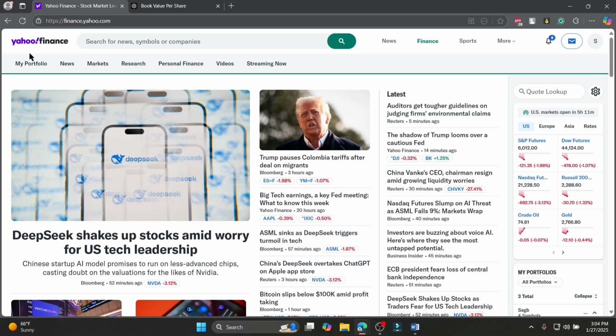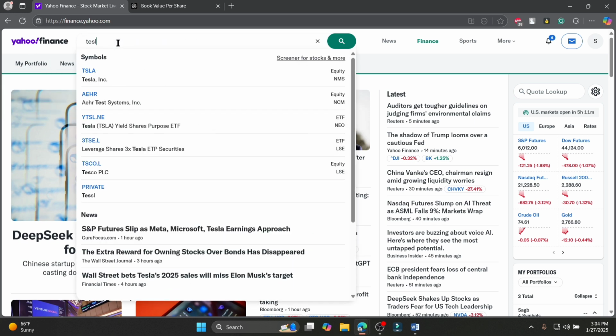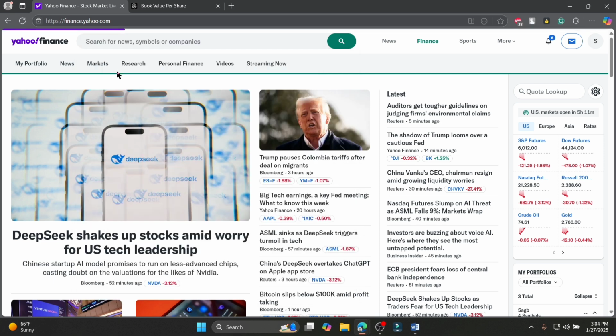First of all, open Yahoo Finance and you can search for any company over here. Let's go ahead and search for Tesla. You can search for any company which you want.